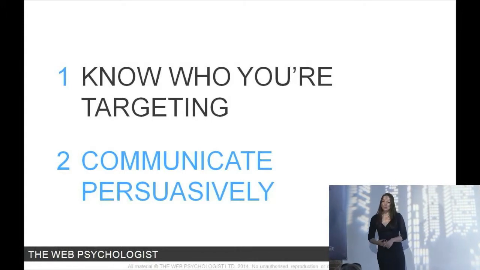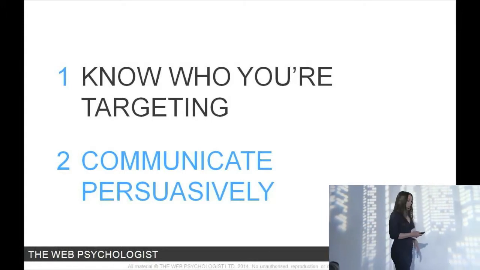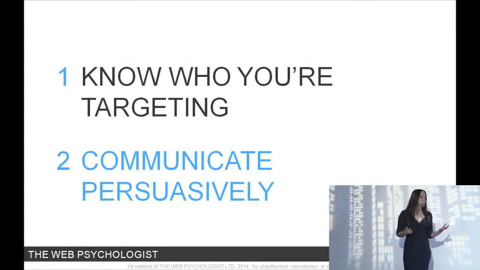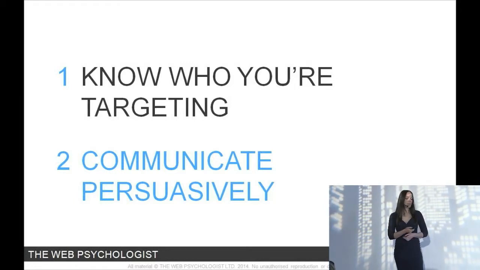Mirroring body language is also important, physical things like clothing. The second aspect to communicating persuasively is, of course, tailoring the message you have to the medium or channel to make it more accessible.